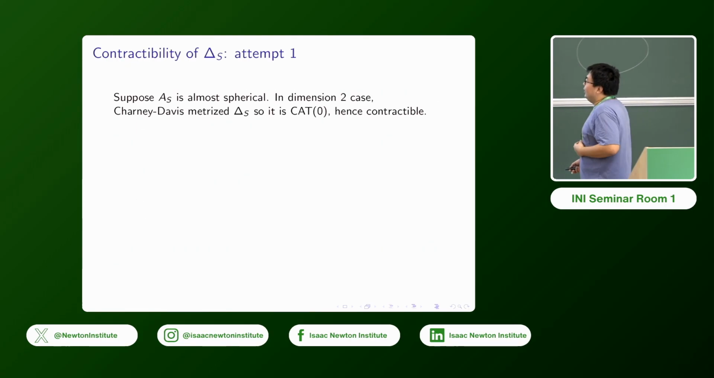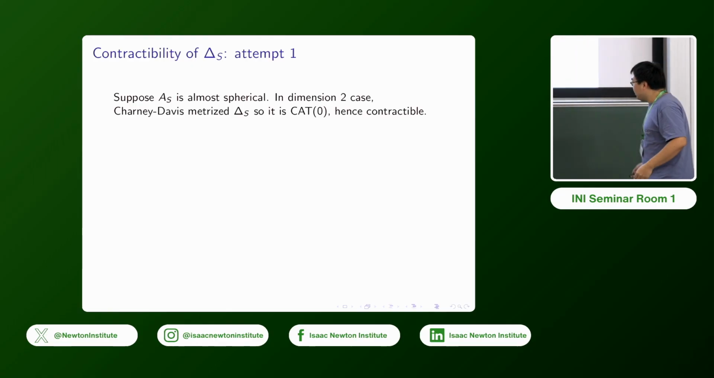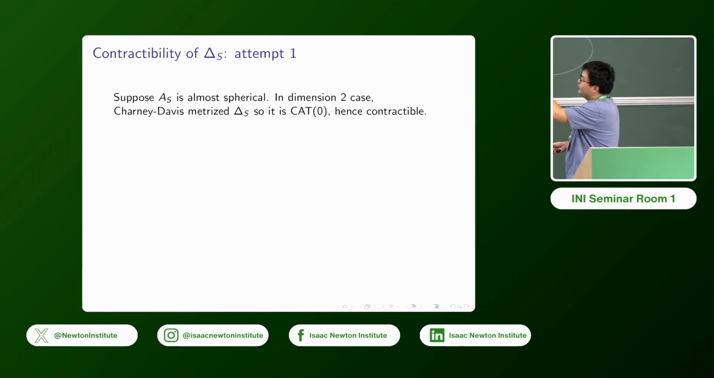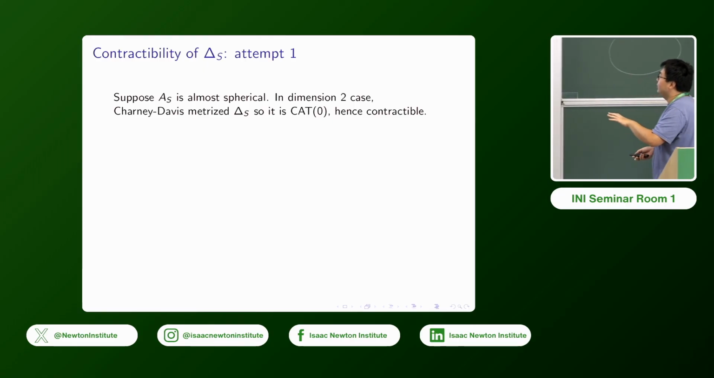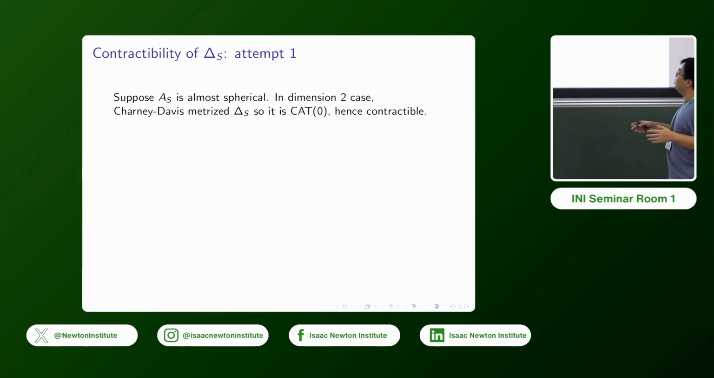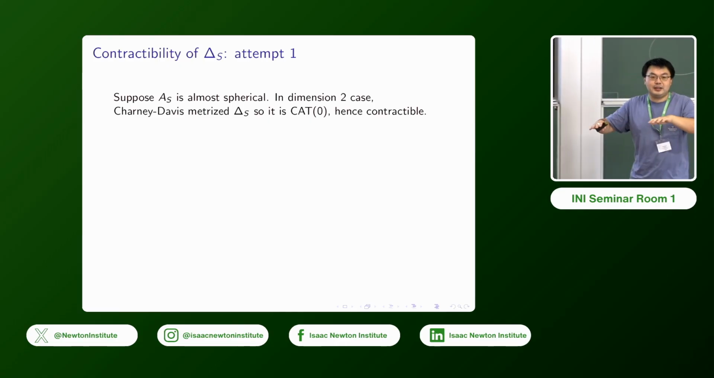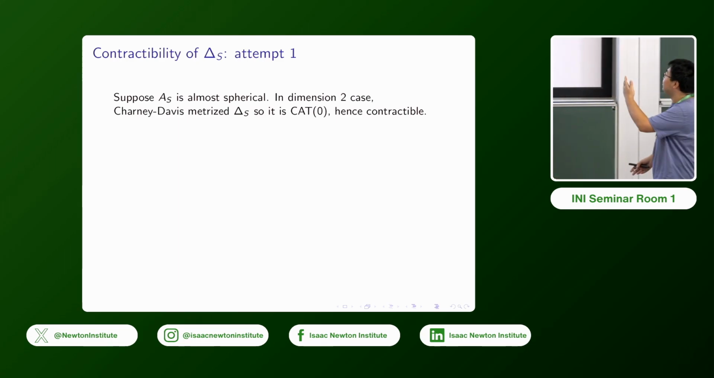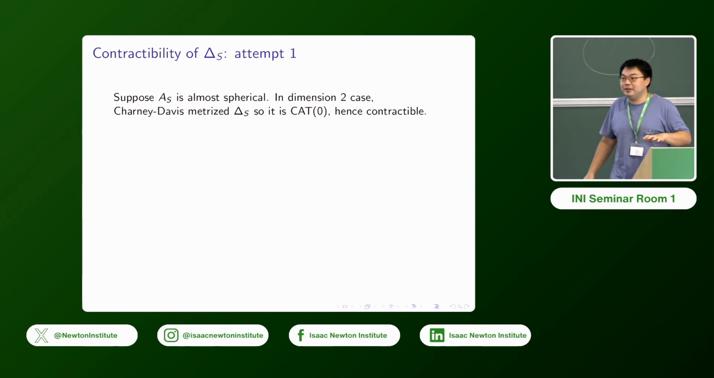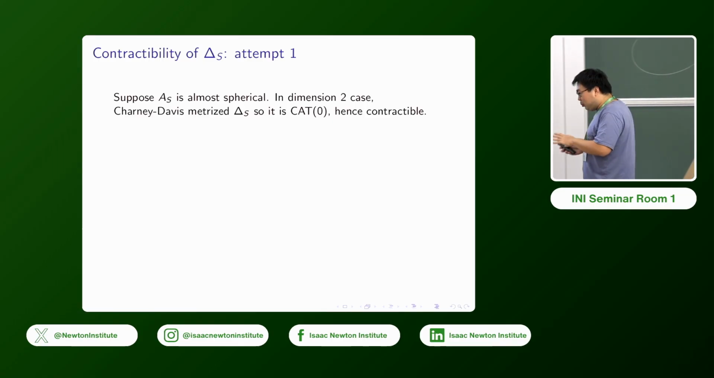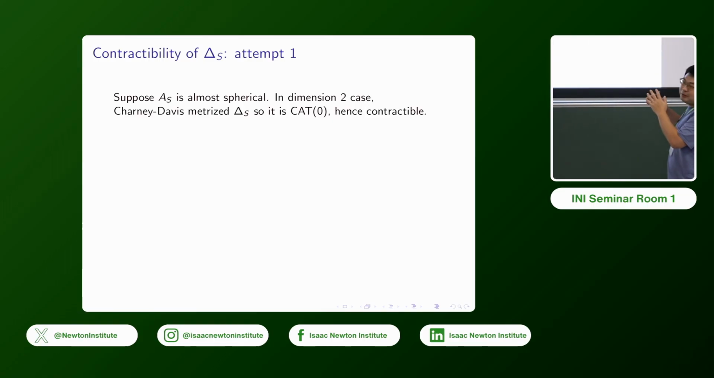There's actually a previous approach by Charney and Davis. I'm going to assume my Artin group is almost spherical. Charney and Davis proposed an approach that if you are able to metrize the Artin complex as a CAT(0) space, then you will know this is contractible and you're done. They actually managed to do it in dimension 2, which is actually a highly non-trivial result. Now I want to explain to you how we metrize this.